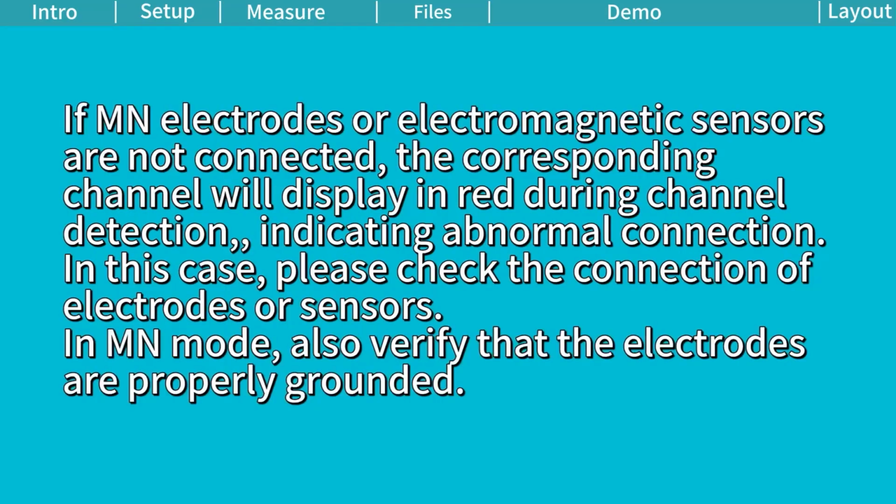If MN electrodes or electromagnetic sensors are not connected, the corresponding channel will display in red during channel detection, indicating abnormal connection. In this case, please check the connection of electrodes or sensors in MN mode. Also verify that the electrodes are properly grounded.